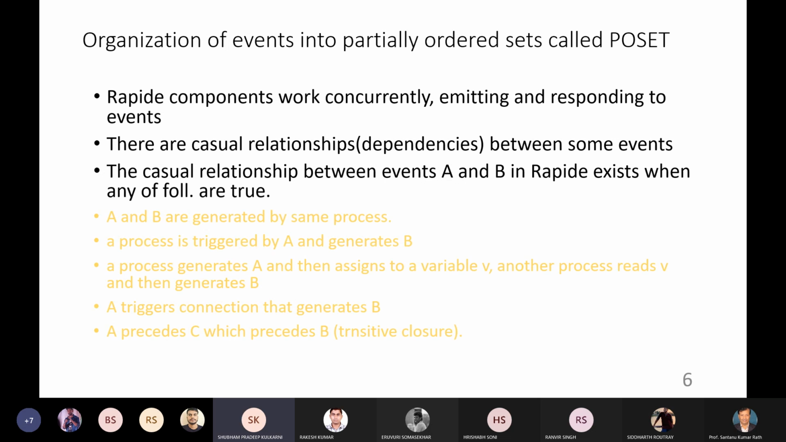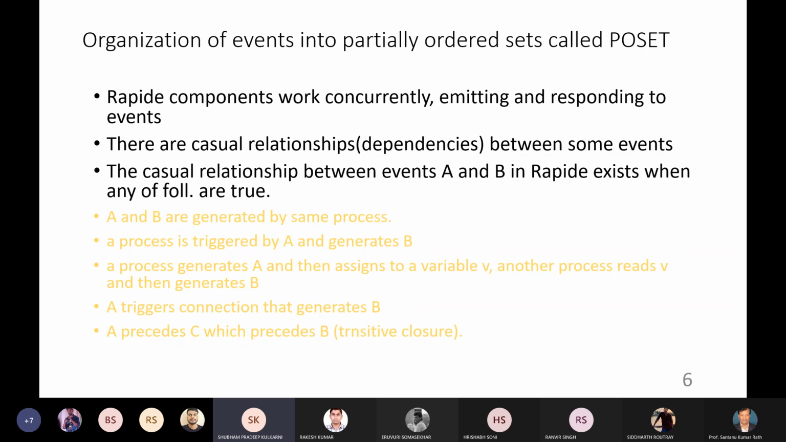So, organization of events into partially ordered sets. This is the most powerful tool that RAPIDE has. What it does is organize the events into partially ordered sets, or POSETs. RAPIDE components are concurrently emitting and responding to events. There are causal relationships between some events.